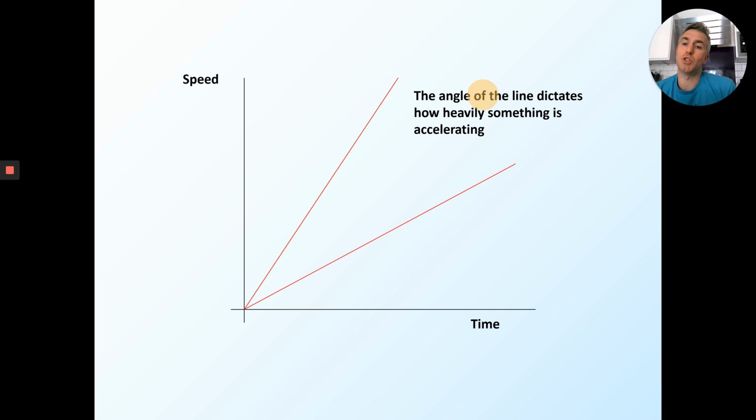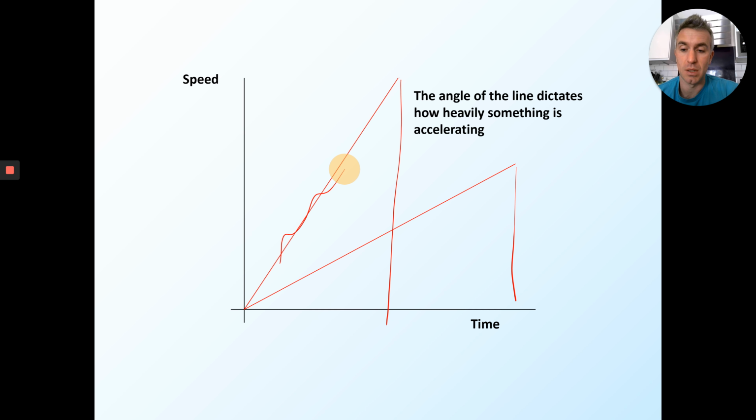Here we have two different lines. What's the difference? We have a steep line and a shallow line. So this one gets up to a top speed very, very quickly. And this one here takes a long time and doesn't reach anywhere near the same speed. You know, this first line might be, for example, a Formula One car, where in a matter of seconds they're going 100 and something, 200 miles an hour in no time.